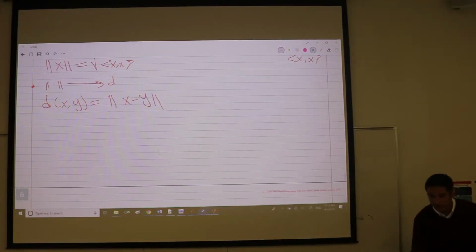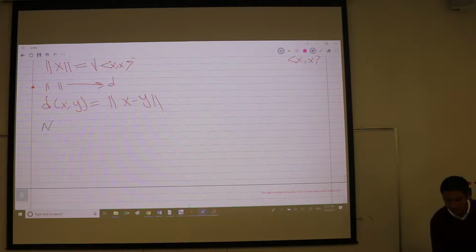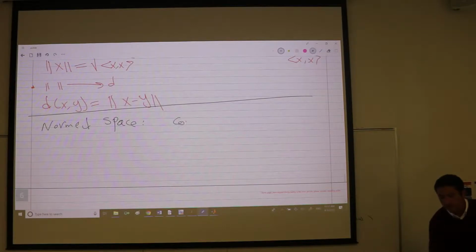Can you give us an example for a normed space, for example? Normed space. What's a normed space? Because, you know, okay, it has a norm. What do you mean? Normed space. Okay. Space of continuous functions.